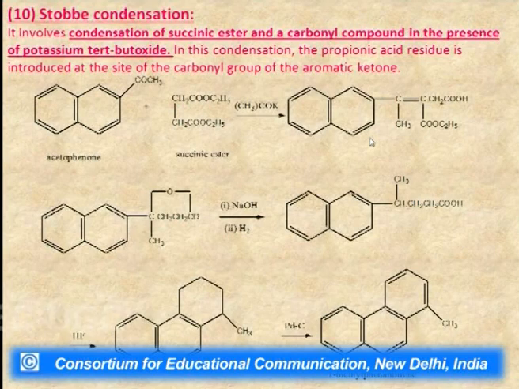Then comes the Stobbe condensation. This is also an important reaction of phenanthrene preparation. In this reaction, we can take any aromatic aldehyde or ketone. Here we have taken acetophenone. When it reacts with succinic ester, it first undergoes condensation to give us this product, which is having an extension on position number 2 of the naphthalene ring of the aromatic carbon.